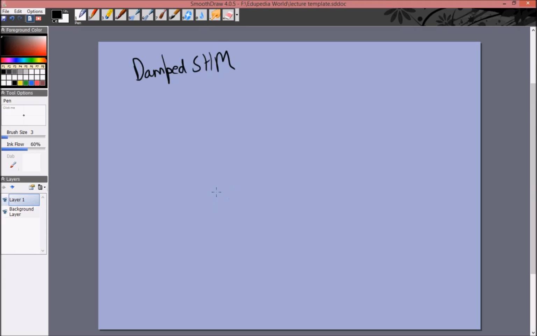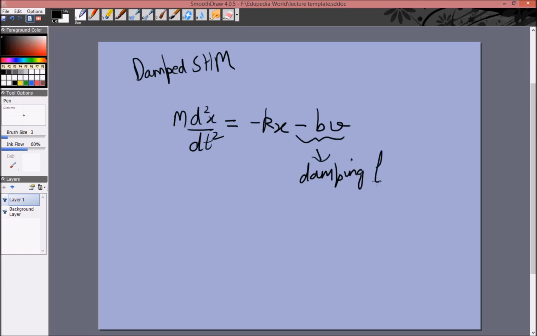But it is basically simple harmonic motion with viscous force or drag force or frictional force involved as well. So in this case, the equation is m d2x by dt squared is equal to minus kx minus bv. And minus bv, this extra term, is called the damping force. And we've seen that for fluids particularly, the damping force or the viscous force is proportional to the speed and is in the opposite direction.